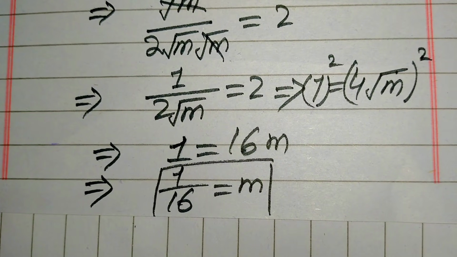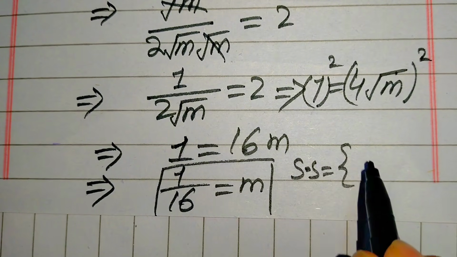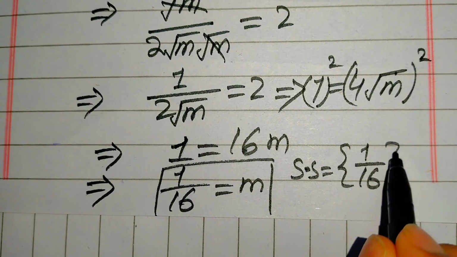So in the second method we again get the value of m equals 1 over 16, and in the first method we already verified that this value of m satisfies our given question statement. So finally we have the solution set of this problem is 1 over 16.